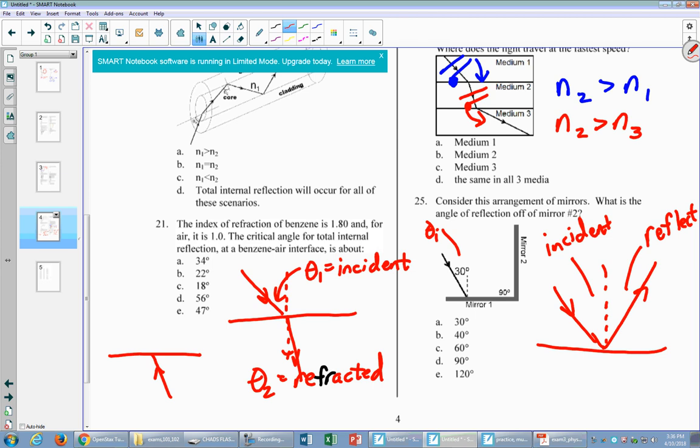We could also figure out what is medium 1 to medium 3. Well, imagine this. It speeds up when it goes here. I'm trying to imagine that medium 2 doesn't exist at all. So it travels faster in medium 3. So which is bigger, N1 or N3? N1 is bigger than N3. So my order would be what? N2, N1, N3? Right.